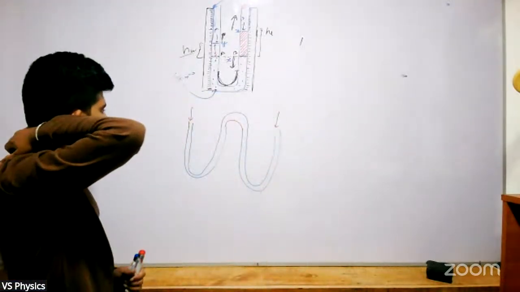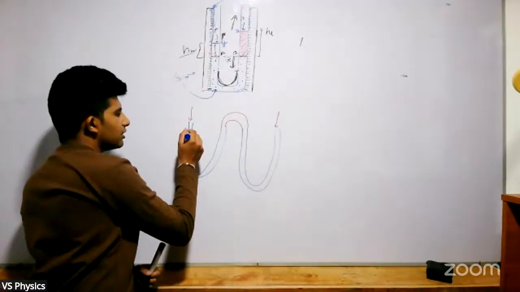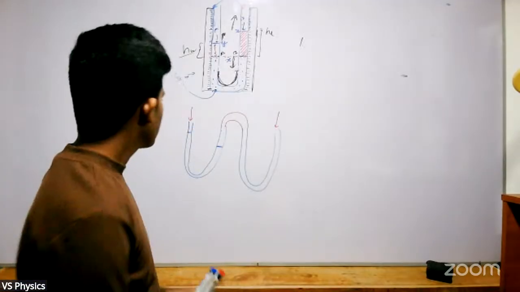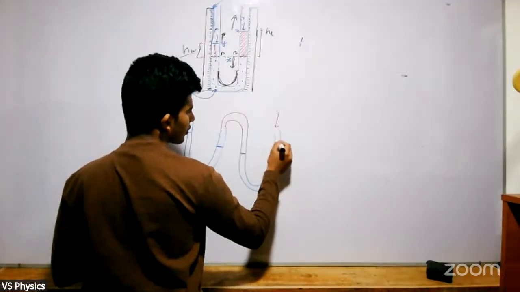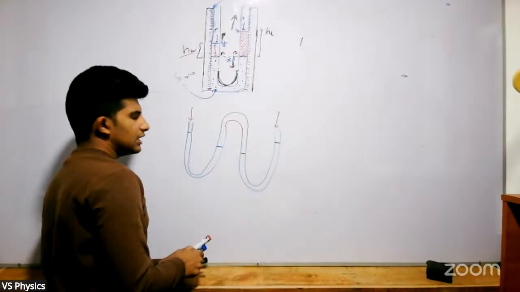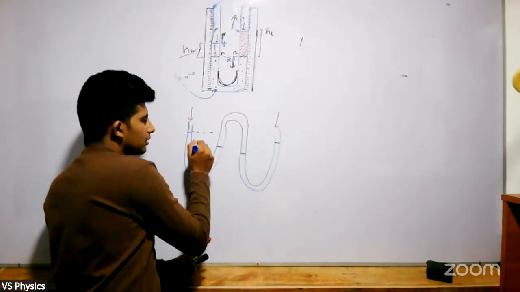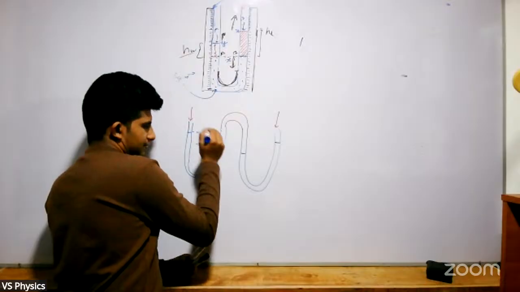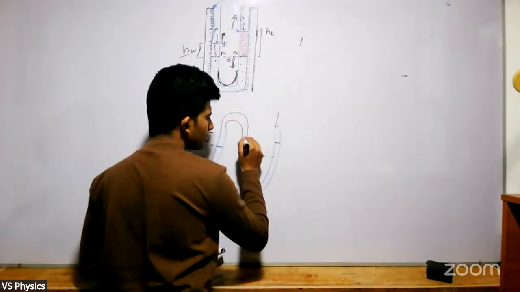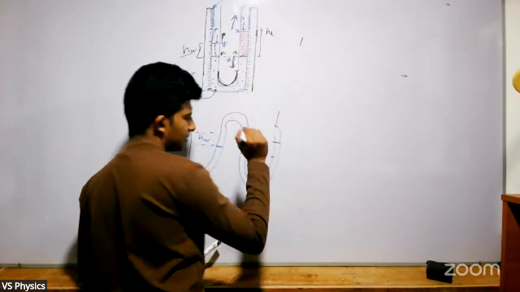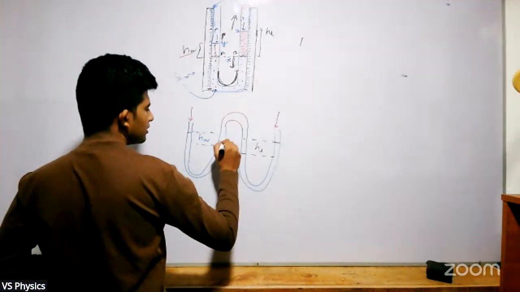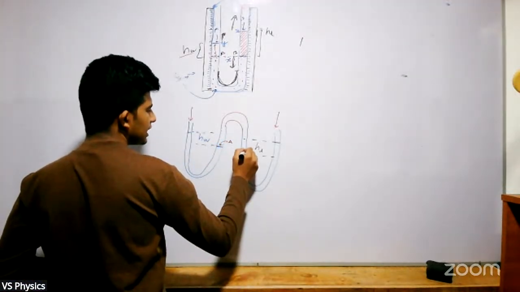Then what we get is liquid levels like this. Here this will be H water, and this will be H liquid. You have to find the pressure at this point, pressure at A, and let's say this is B.